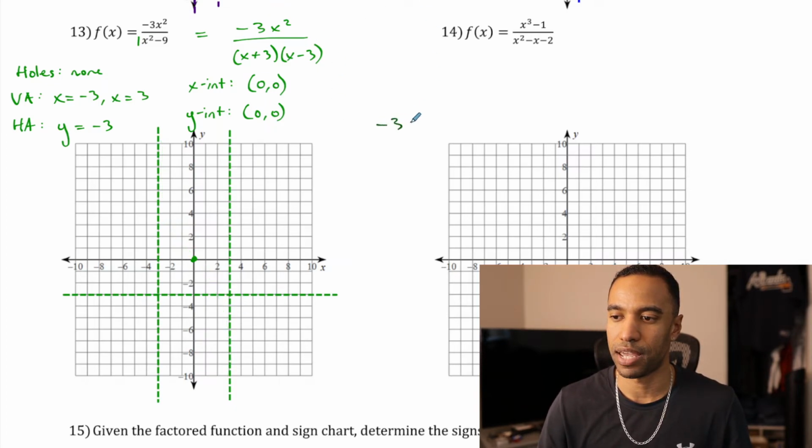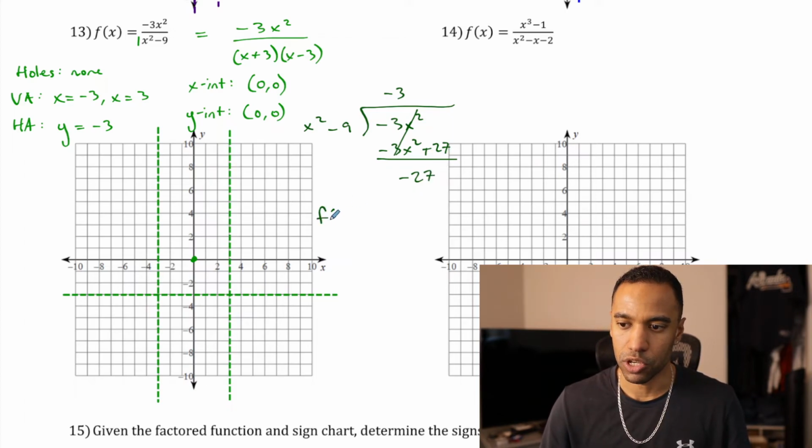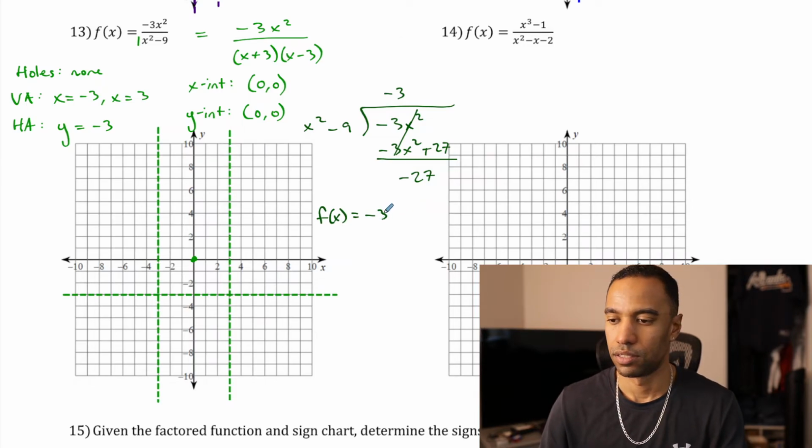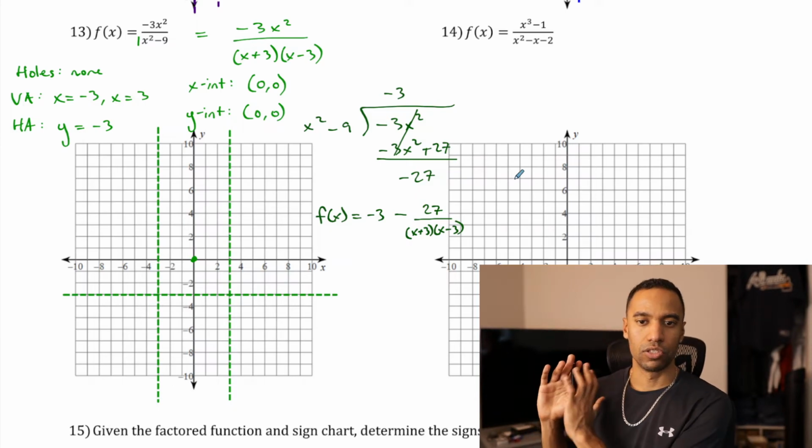I'm going to take negative 3x squared and divide it by x squared minus 9. X squared goes into negative 3x squared negative 3 times, where you get negative 3x squared plus 27. And subtract those things, and 0 minus 27 is negative 27. So your function is also rewritten as negative 3 minus 27 over x squared minus 9, or x plus 3 times x minus 3. Again, I factor in case there's need to do something with that.